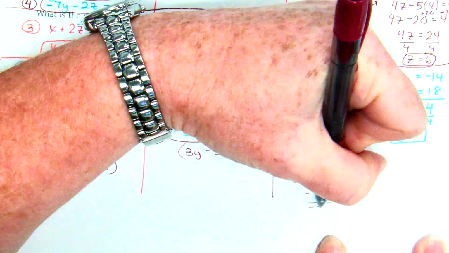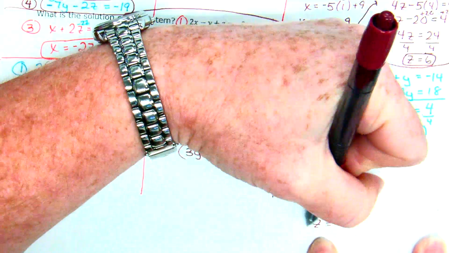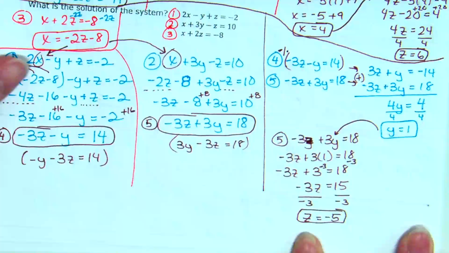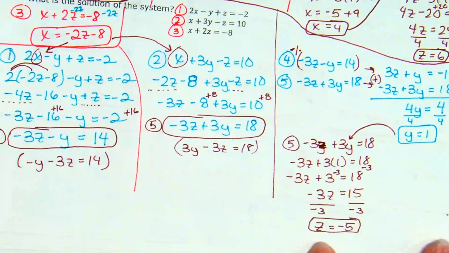Divide by negative 3, and z is negative 5. I have y, I have z. Plug into something using x. So at this point, you have to go back to 1, 2, or 3.